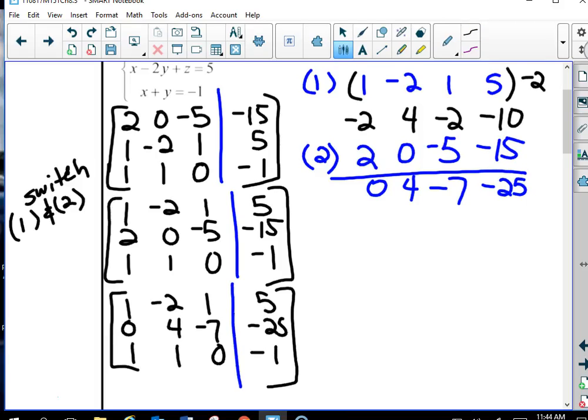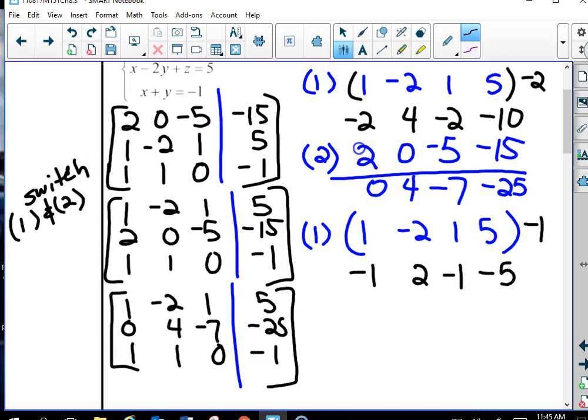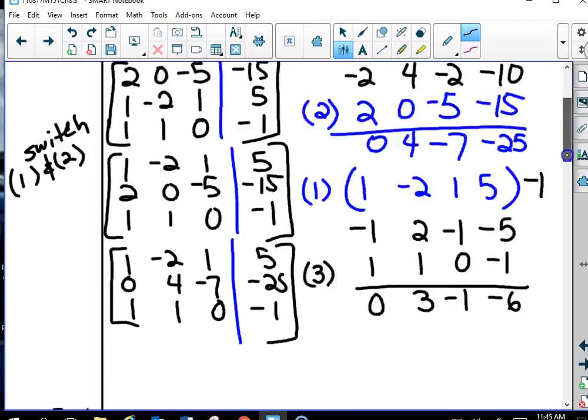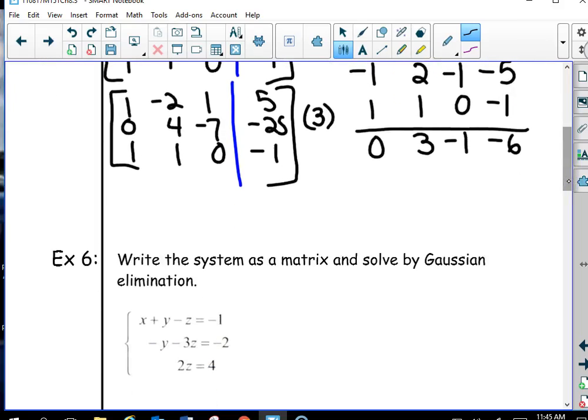Do the same thing with row 1 and row 3. So row 1, and I'm going to multiply that by a negative 1. And I'm going to combine it with row 3. And I get 0, 3, negative 1, negative 6. Let's write that matrix one more time. I think I've got room.